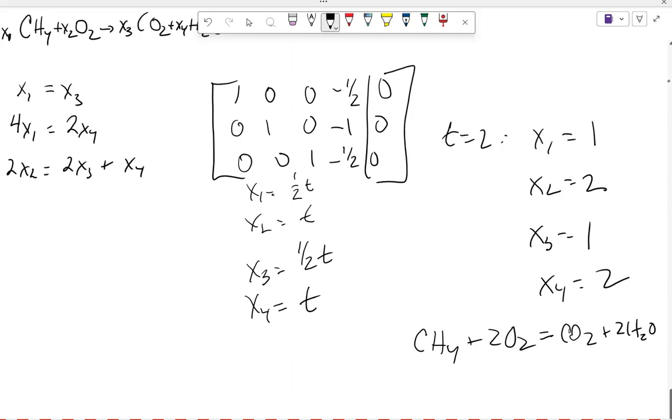So again, you can do these very algorithmically. Put a variable in as your coefficient for each of your molecules. Set up your system of equations by equating atoms on both sides. Row reduce. Set up your matrix and row reduce. You will get an infinite number of solutions each time.